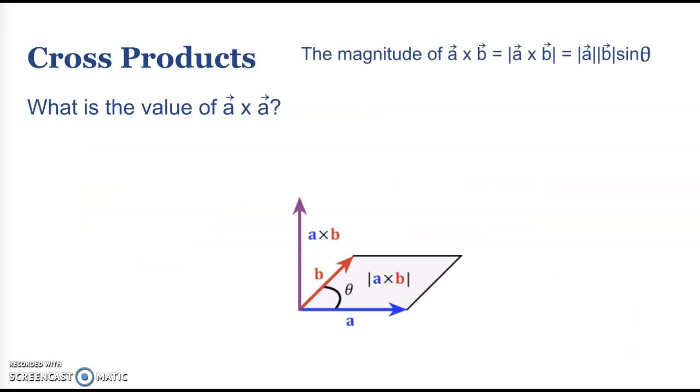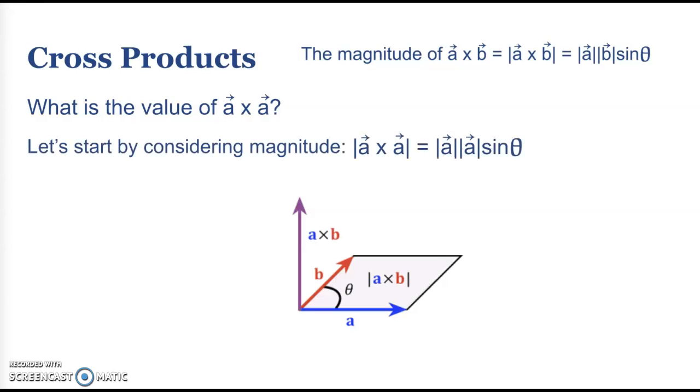All right, so let's consider some specific situations. In the upper right corner, I put the formula that we got from the previous slide, that the cross product has a magnitude, and that magnitude can be found by doing the magnitude of A times the magnitude of B times the sine of the angle between them. So my first question is, what is the value of A cross A? In other words, a vector cross product with itself.